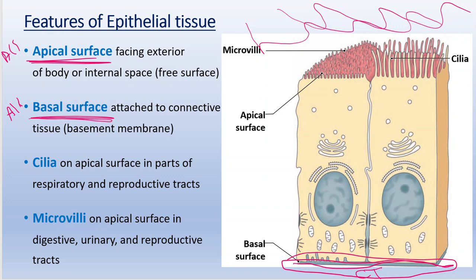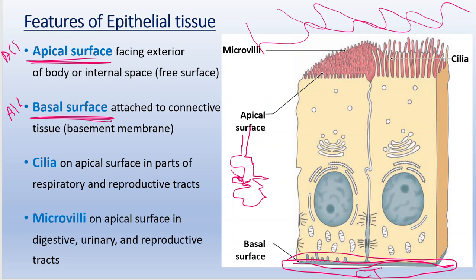Do not say top and bottom, because it can be facing any which way. Think about the inner lining of the small intestine: if this is your stomach, and then your small intestine lines here, then if we're looking at an epithelial tissue right here lining the small intestine, the apical surface is going to be the free space right here, but the basal surface will be here. So it's not really a top-bottom type of thing.